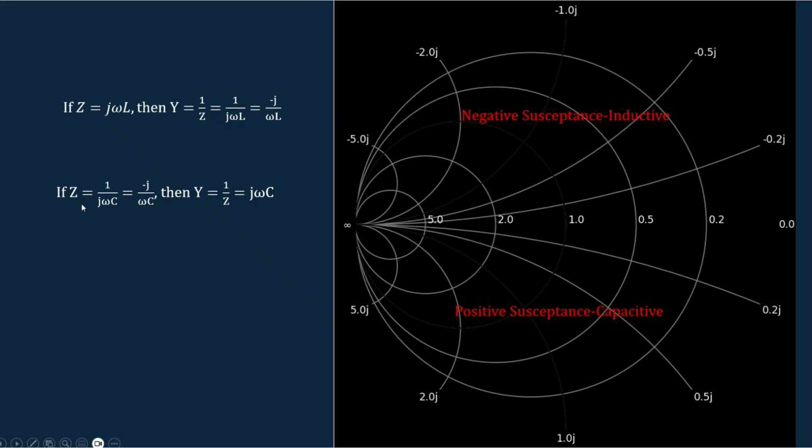Similarly, in the case of the capacitance, Z is given by 1 by j omega C, and when we consider the admittance, the reciprocal of Z, it becomes j omega C. So when the susceptance is positive, it represents the capacitive value, so the capacitive part is on the lower portion. It is just the reversal of the impedance chart. This is how the admittance chart looks: the negative susceptance is inductive, and the positive susceptance is capacitive, represented on the lower part.